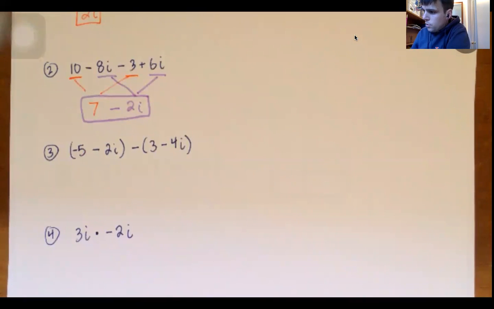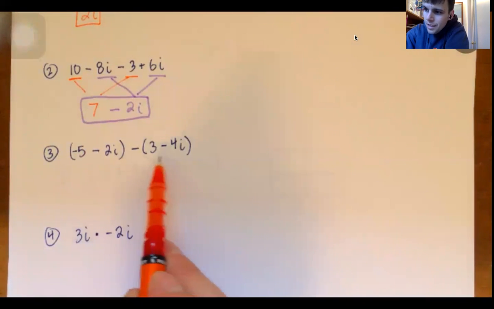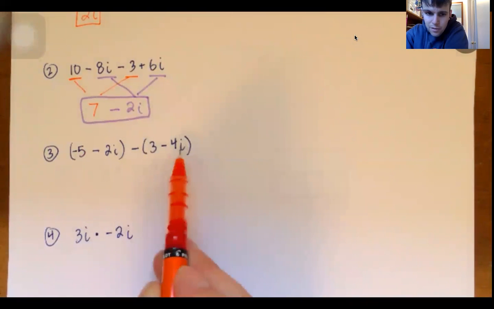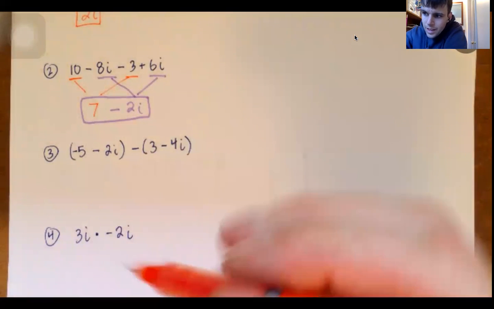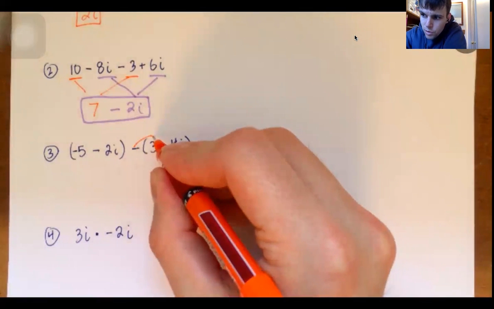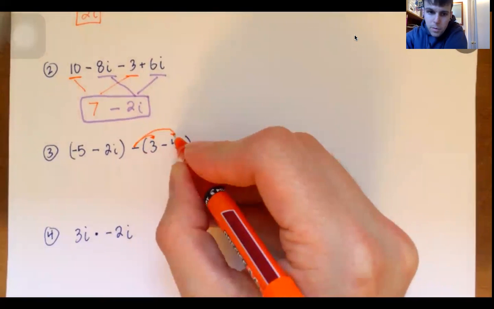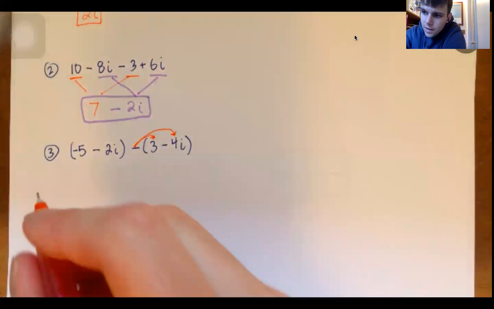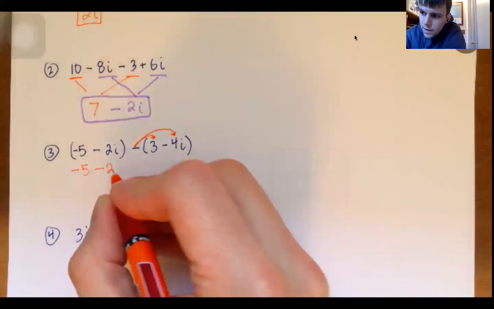Now we have these two complex numbers with parentheses around them. So we have this complex number minus this complex number. The parentheses, particularly over here, are very important because I'm subtracting this entire quantity. I'm going to need to think about distributing this negative, this subtraction, to both parts of this complex number. So I'm actually going to rewrite this. It's negative 5 minus 2i.